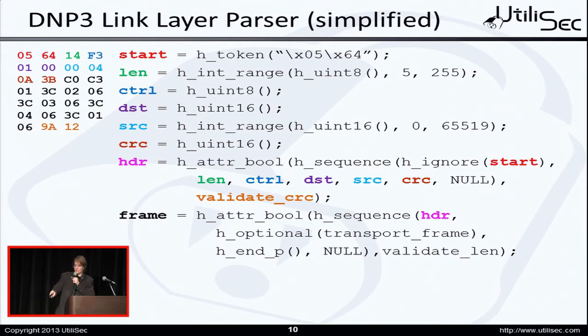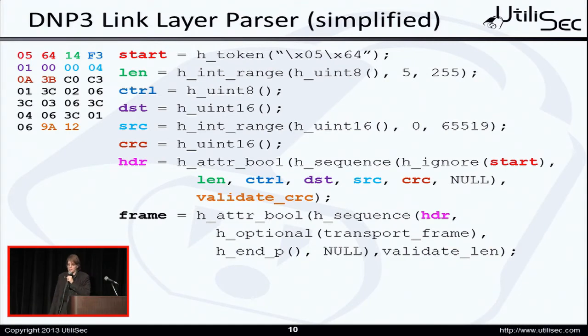Okay, well, this int range combinator says, all right, parse an 8-bit unsigned integer, then confirm that the value of that integer is somewhere between 5 and 255. If it's anything else, throw it out. So if this parser were to see a DNP3 link layer header that claimed that it had a length of 4, it would drop it on the floor.